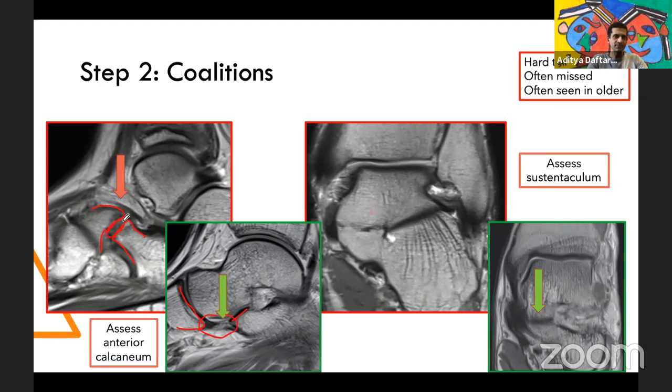On the other hand, when you're looking at the coronal images, another area to look at is the sustentacular articulation. Normally the sustentacular articulation tends to be a horizontal line like this. But if you see an angulation change in that sustentacular articulation like this, or you see partial fusion across that line, then that would be a key to somebody having a talocalcaneal coalition.